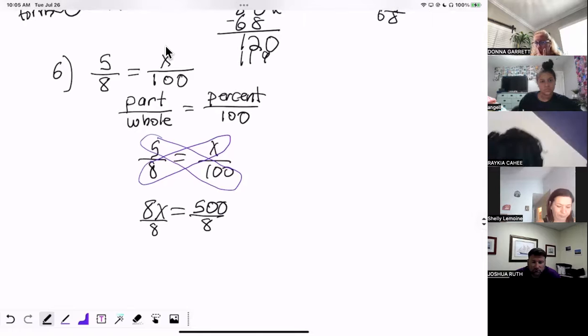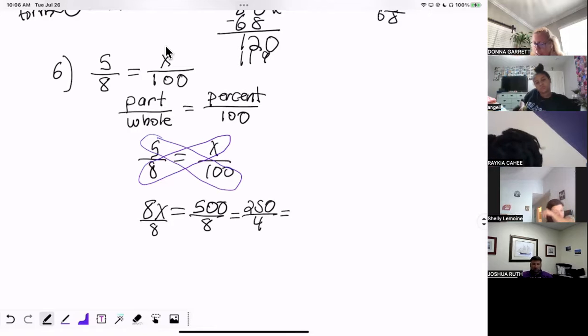Now, when I finish this, the answer will be the percent and not the decimal form of the percent. So we have 500 divided by 8. I'm going to divide it. I have to do 2 first. So 250 over 4. I can divide more. Okay, so now we're going to divide again. 250 divided by 4, I can divide by 2 again. 125 over 2. Okay, now this is an easy division, right?